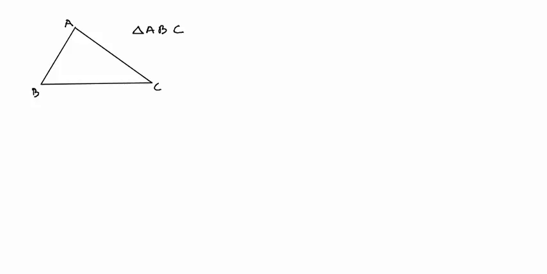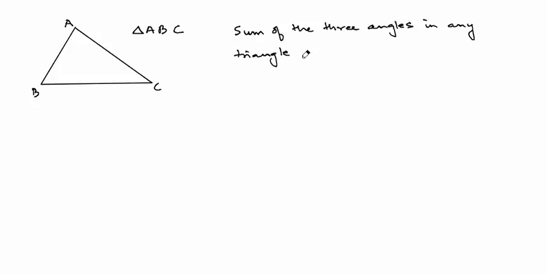No matter how big or small a triangle is, the 3 angles in a triangle always add up to 180 degrees. Let me write that down. The sum of the 3 angles in any triangle is always equal to 180 degrees.